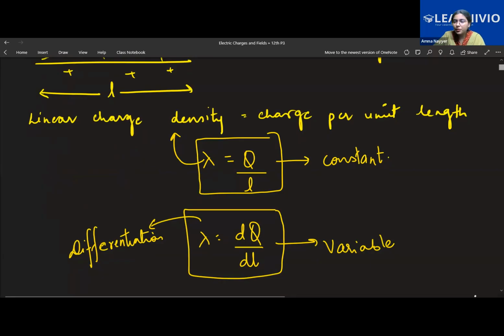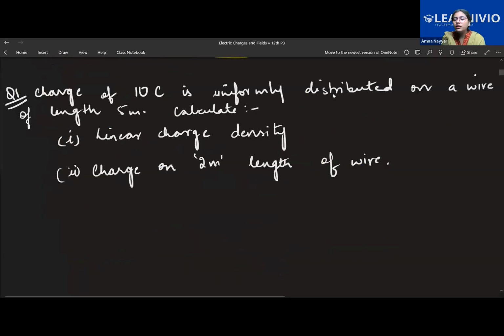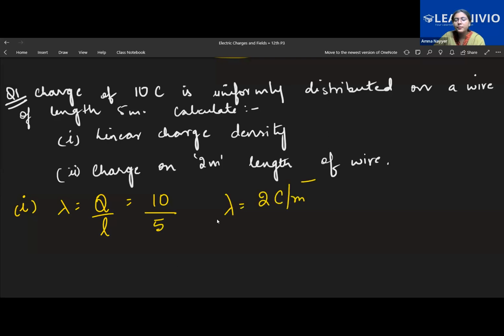Let me show you a question. This says a charge of 10 coulomb is uniformly distributed over a length of 5 meters. What is the linear charge density? Linear charge density means charge per unit length. So lambda will be equal to charge per unit length. Charge is given as 10 coulomb, length is given as 5 meter. So lambda becomes 2 coulomb per meter. That's it. You could analyze here that the charge is constant, 10 coulomb, and length is fixed, 5 meters. So when you divide it, you will get a fixed ratio.